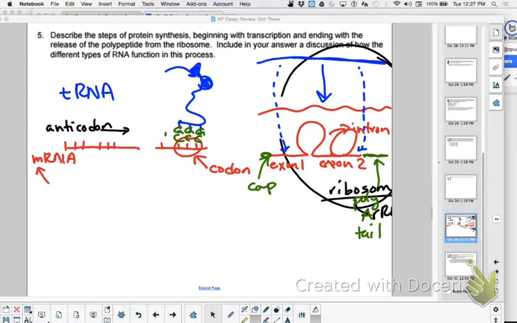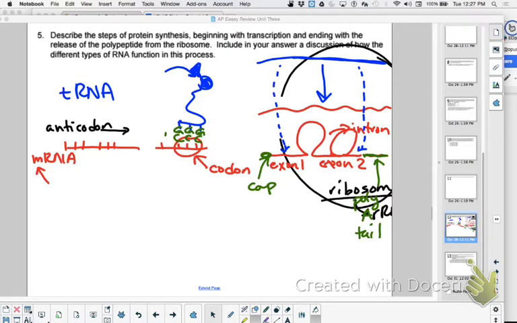So now let's reread. Describe the steps of protein synthesis beginning with transcription. Transcription was this part, right? Right, that's transcription, making the mRNA and talking about how it's modified. Translation is this part, right? Building of the protein. You're translating it from a nucleic acid language into a what? Protein language. Okay, so we can talk about the steps of transcription, we can talk about translation, and I would probably start off my entire discussion just talking about the 3 different kinds of RNA.